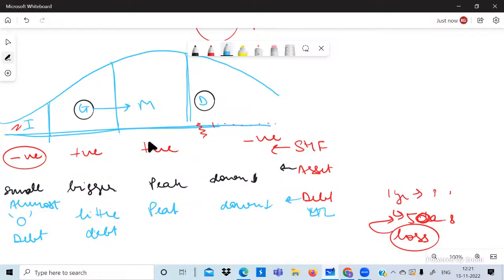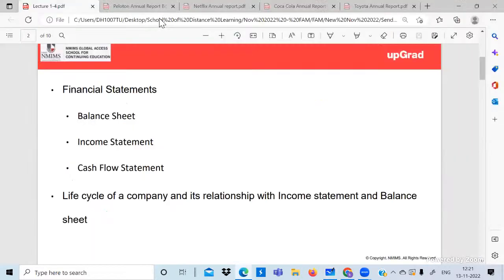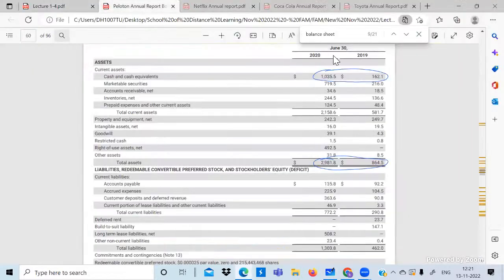Okay, then let's look at real life companies. So let's say I picked up a company like Peloton. Now, what does this company do? This company is basically into the business of selling expensive exercise equipment, and they came out with their IPO somewhere in 2019, 2020. So it is a small company, and I've taken the annual report for 2019-20. So it was a very small company at that point in time.